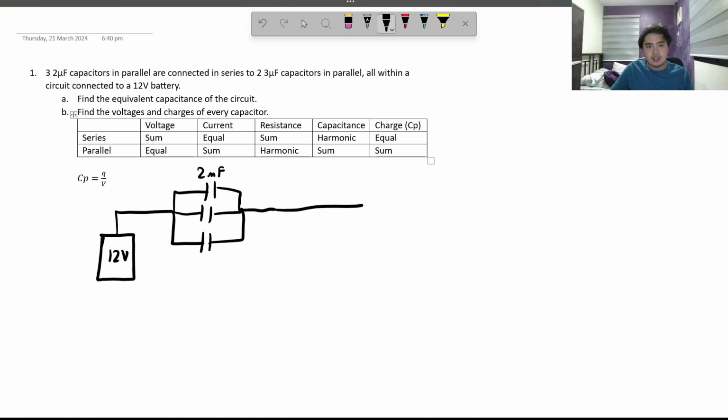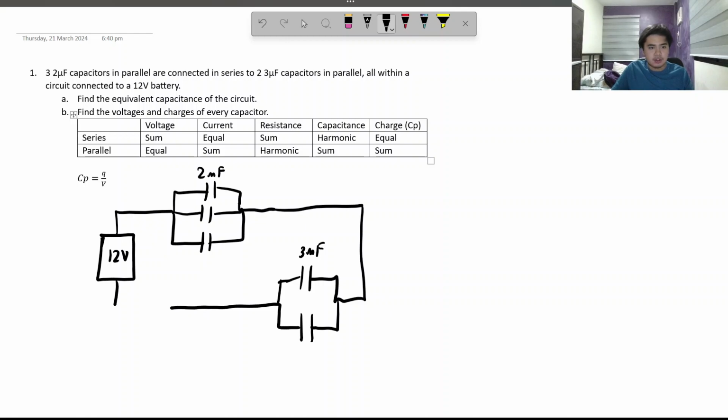Then they are in series to a set of microfarads. This time there are 2 of them, and they are 3 microfarads each. And they're all connected to this 12-volt circuit, and there we go. That is the circuit that we are going to be talking about. Now, what we want is the equivalent capacitance of the circuit. How do we find that? Well, first we have to simplify the circuit into smaller chunks.